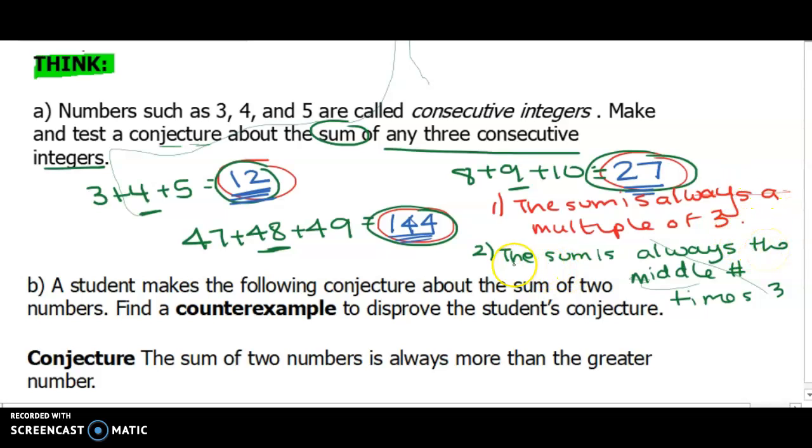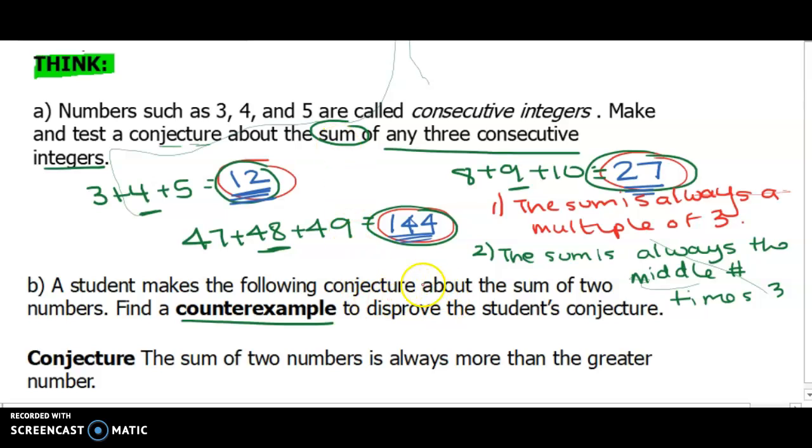All right, so part B, it says a student makes the following conjecture about the sum of two numbers. Find a counterexample to disprove this student's conjecture. Okay, so a counterexample. We want one example when this is wrong, when this is not true. It says the sum of two numbers is always more than the greater number. So in other words, when we add two numbers, that sum will always be bigger than the bigger of the two that we're adding. Well, find an example.